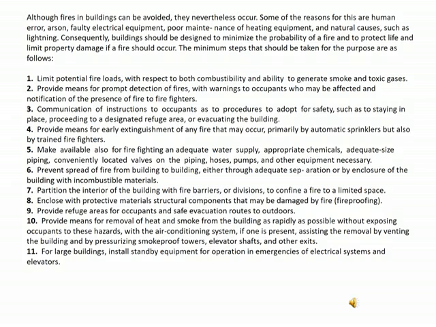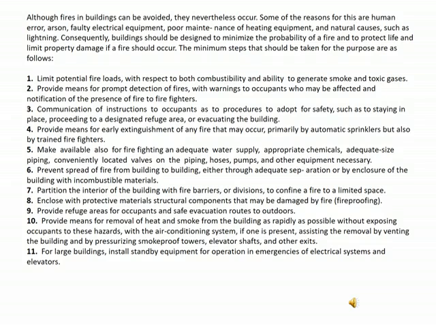Also, the water valves need to be located conveniently, and the hoses, pumps, and other equipment need to be installed for firefighting. Number 6, prevent the spread of fire from building to building, either through adequate separation or by enclosing the building with incombustible material. When a fire happens in one building, the fire needs to be contained in that place and should not spread, so we have to use appropriate fireproof or fire-resistant material. By this way, fire spreading can be prevented.